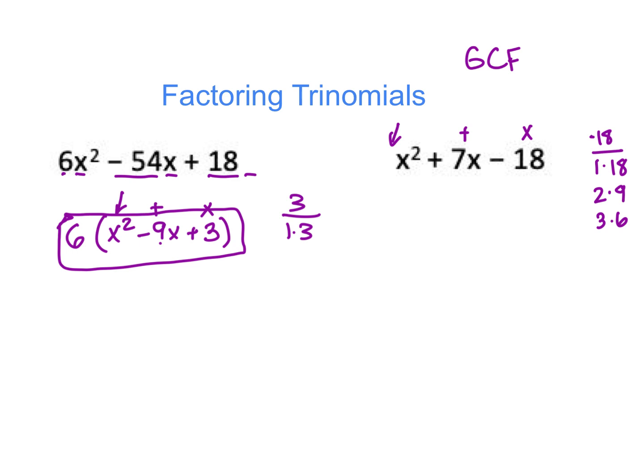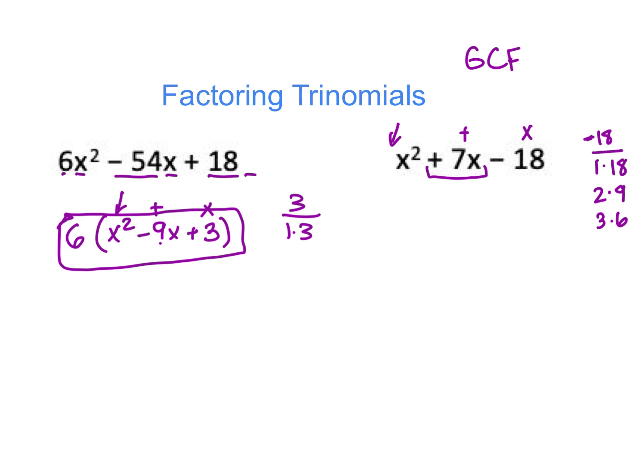Okay, so now I'm going to remember that it's a negative 18, and that if I know that I multiplied to be negative 18, that's telling me that I took a positive times a negative or a negative times a positive. Since I'm adding to get a positive answer, that's telling me my bigger value is going to be positive and my smaller value is going to be negative.